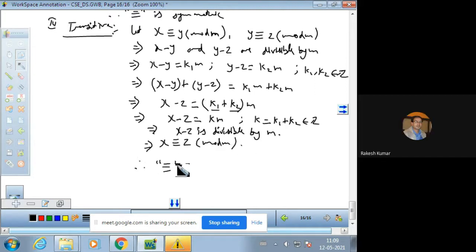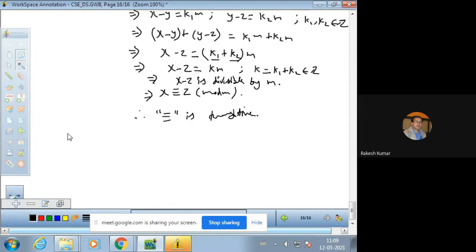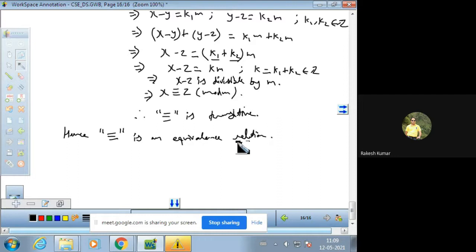So here the congruence relation is transitive. Now already we have proved that it is reflexive and symmetric, and now it is transitive. Hence we can conclude that the congruence relation is an equivalence relation. So this is the property by which we can prove that a relation is an equivalence relation.